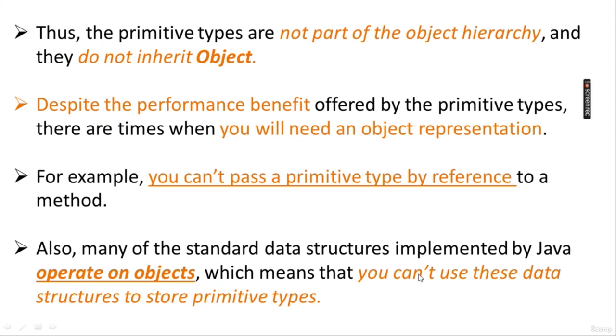Standard data structures like linked list and array or array list all operate upon objects, which means that you can't use these data structures to store primitive types.